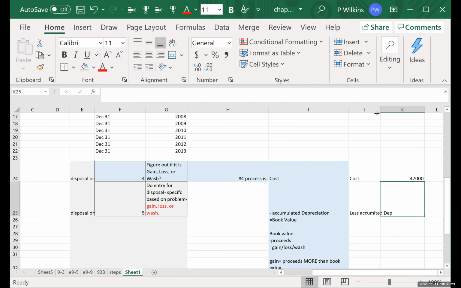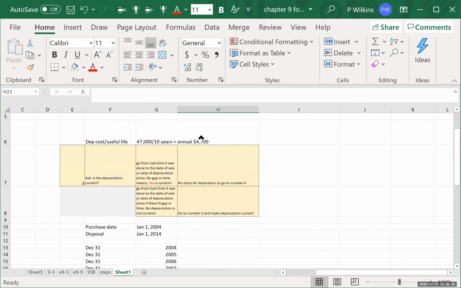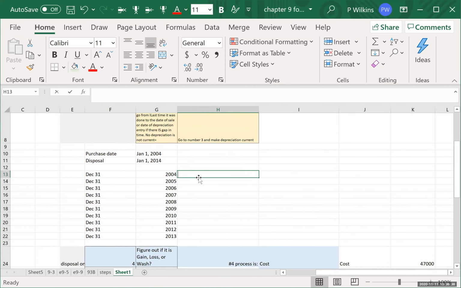So how do we know what the accumulated depreciation is? Well, we have to go back over to what we had worked out with those dates in December. So we knew that the annual depreciation, right? We went up here, the annual depreciation was $4,700 a year. So we did $4,700 a year in 2004, 5, 6, 7, 8, 9, 10, 11, 12, and 13. We didn't have to do anything this year, right? Because it was current.